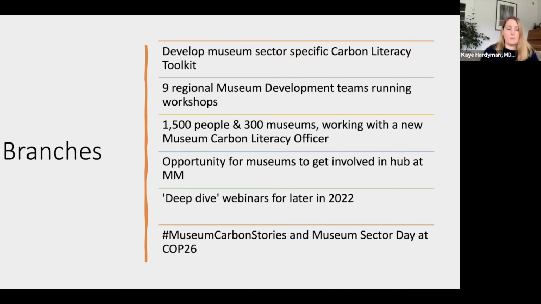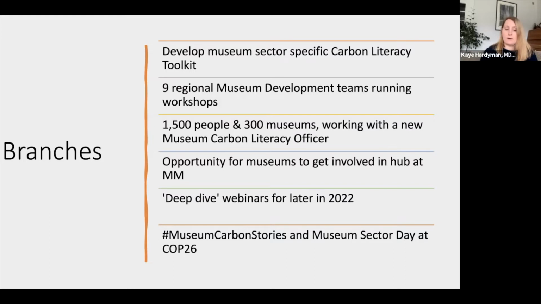And the toolkit is for people who work, volunteer and govern museums, as well as the freelancers who support those museums. From today, the toolkit will be available through the Carbon Literacy Project, and there'll be now dedicated pages on the Carbon Literacy Project website with all the resources and support for museums interested in rolling out the training in their organisations.